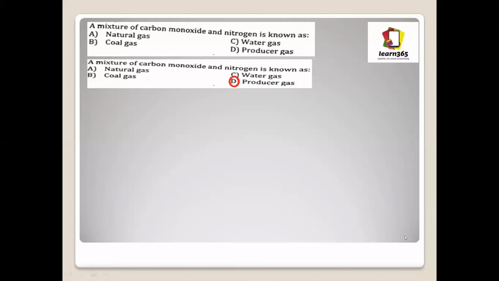Now moving on to the next question. The answer is carbon monoxide and nitrogen, can someone answer? Producer gas. Very good. What about carbon monoxide and hydrogen? Water gas. Very good. For those who are not answering, please make such small flashcards and keep them in memory. Moving on to the next question.